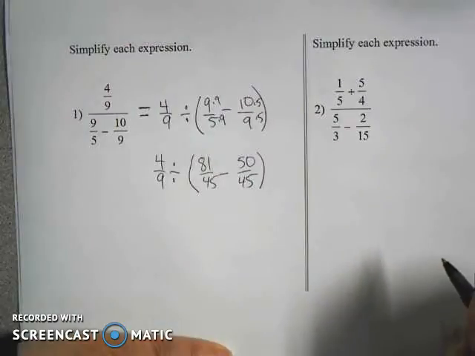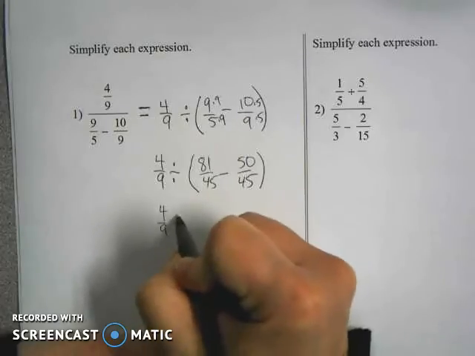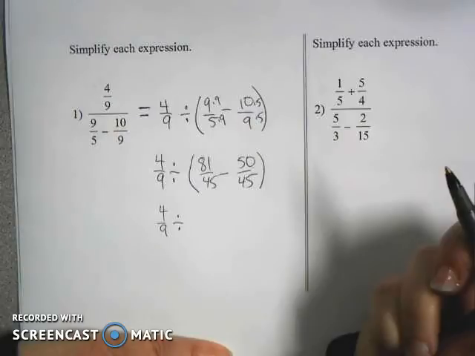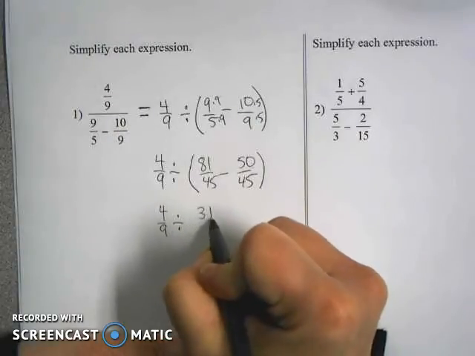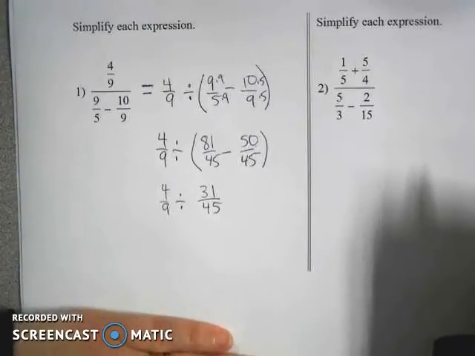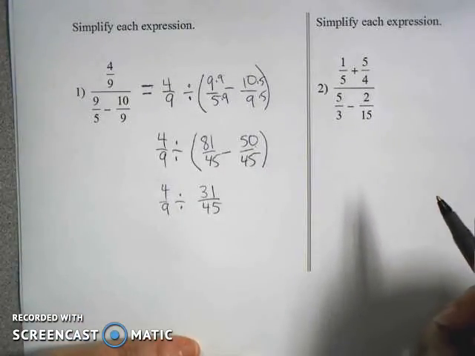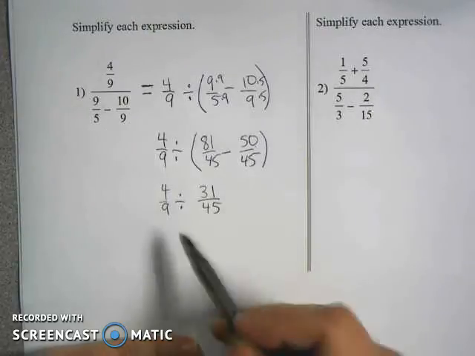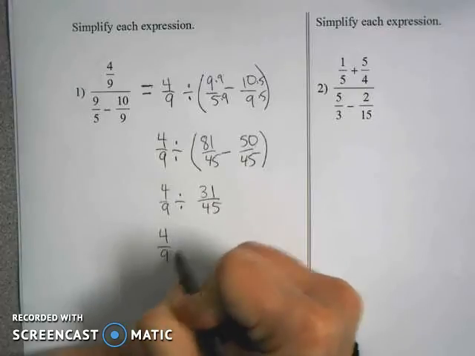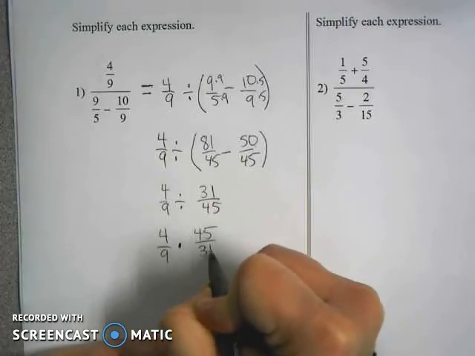And now I'm ready to actually subtract in the numerator. So I have 4/9 divided by 81 minus 50. So 81 minus 50 is going to give me 31 over 45. Now it's become just a simple division problem. I know that when I'm dividing with fractions, I need to rewrite the problem so that it is multiplication of the reciprocal. So this is really 4/9 times 45 over 31.